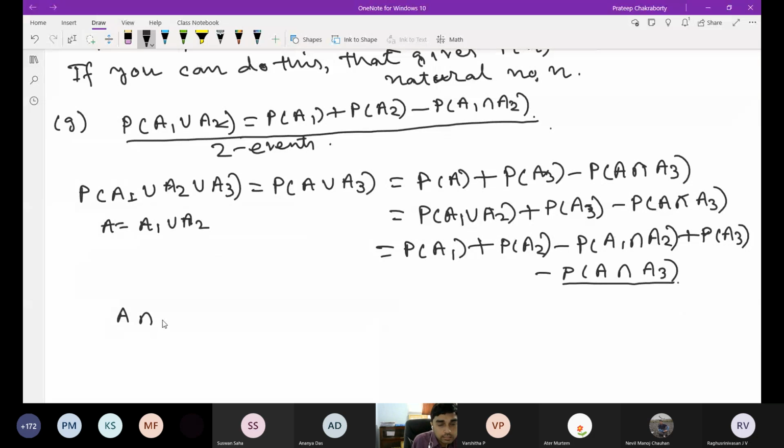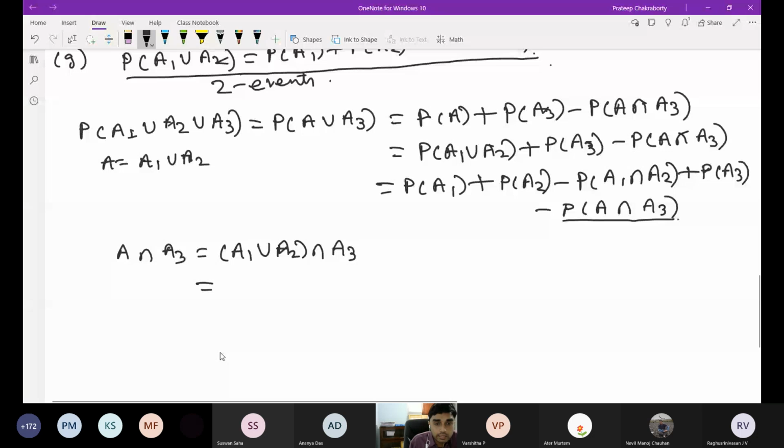So A intersection A3 is equal to what? (A1 union A2) intersection A3, and you know how to write this. How to break this? You know in set theory, this is A1 intersection A3 union A2 intersection A3. Very good.